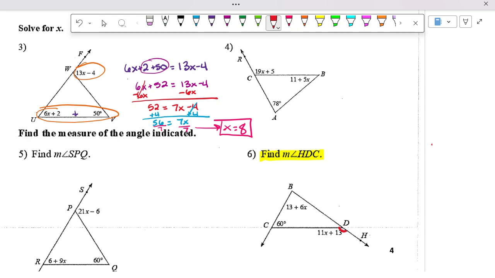So you see all the pencils moving. Solving for x setup is very similar to the one we just did. That's why I left it up there for you guys. And then you guys got to take it a step further. After you solve for x, you got to plug it back in for the designated angle and find that angle measure.